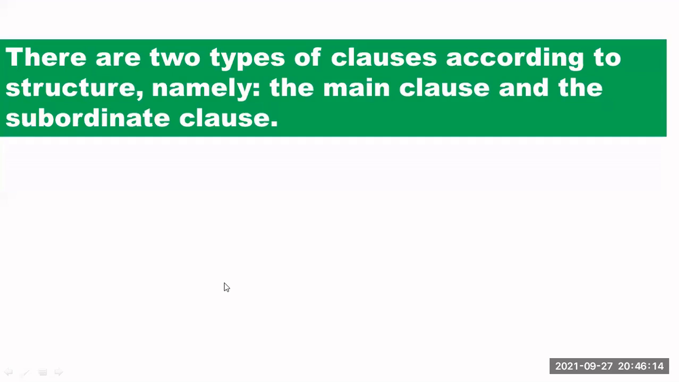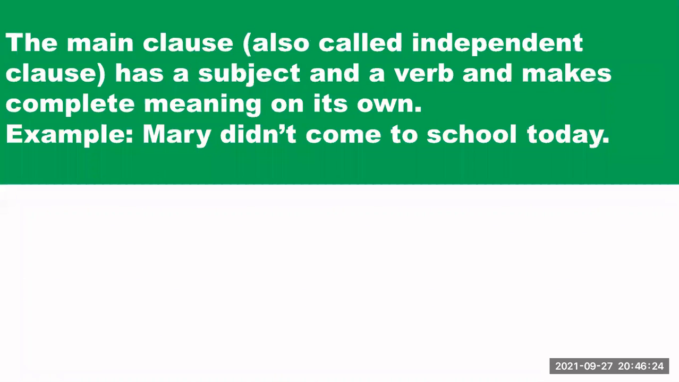All right, so now we have already seen there are two types of clauses according to structure, the main clause and the subordinate clause. We have also seen that the main clause is also called the independent clause. Independent means it can stand on its own. It has a subject and a verb and makes complete meaning on its own. For example, Mary didn't come to school today. Full stop. This makes complete meaning.